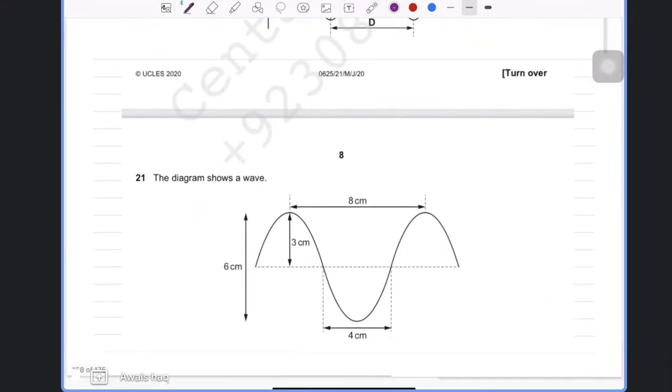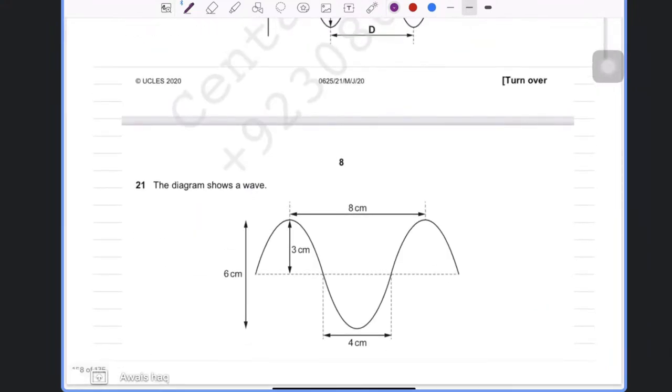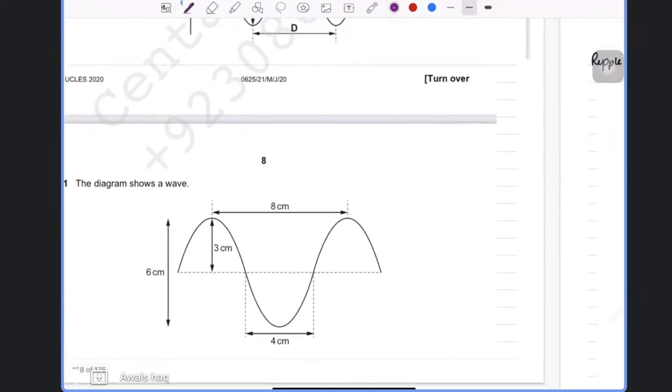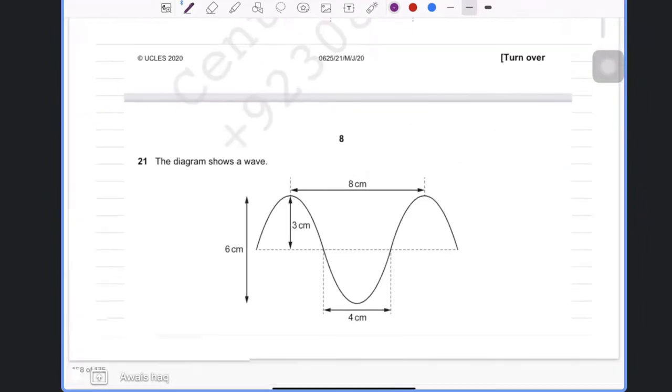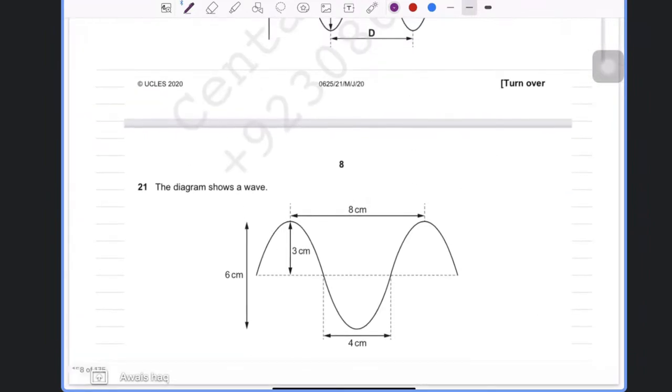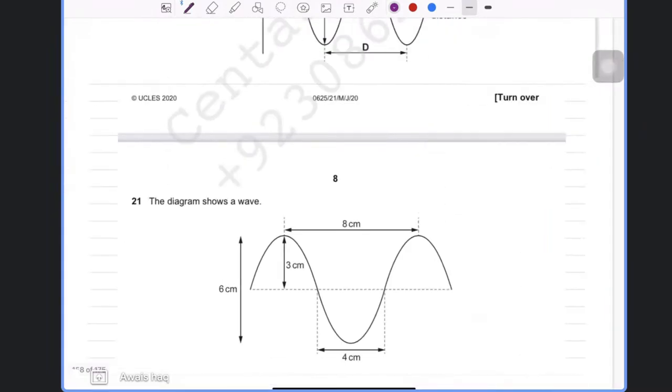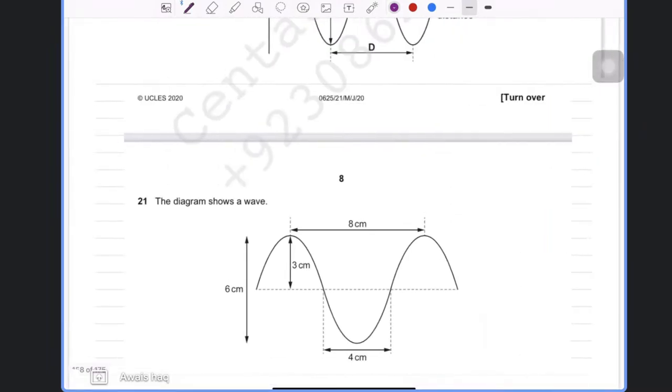All right. Then, which diagram shows, what did I do here? I don't know. The diagram shows a wave. Oh my goodness. Probably I didn't paste it correctly. Sorry about that. So we're going to skip it.